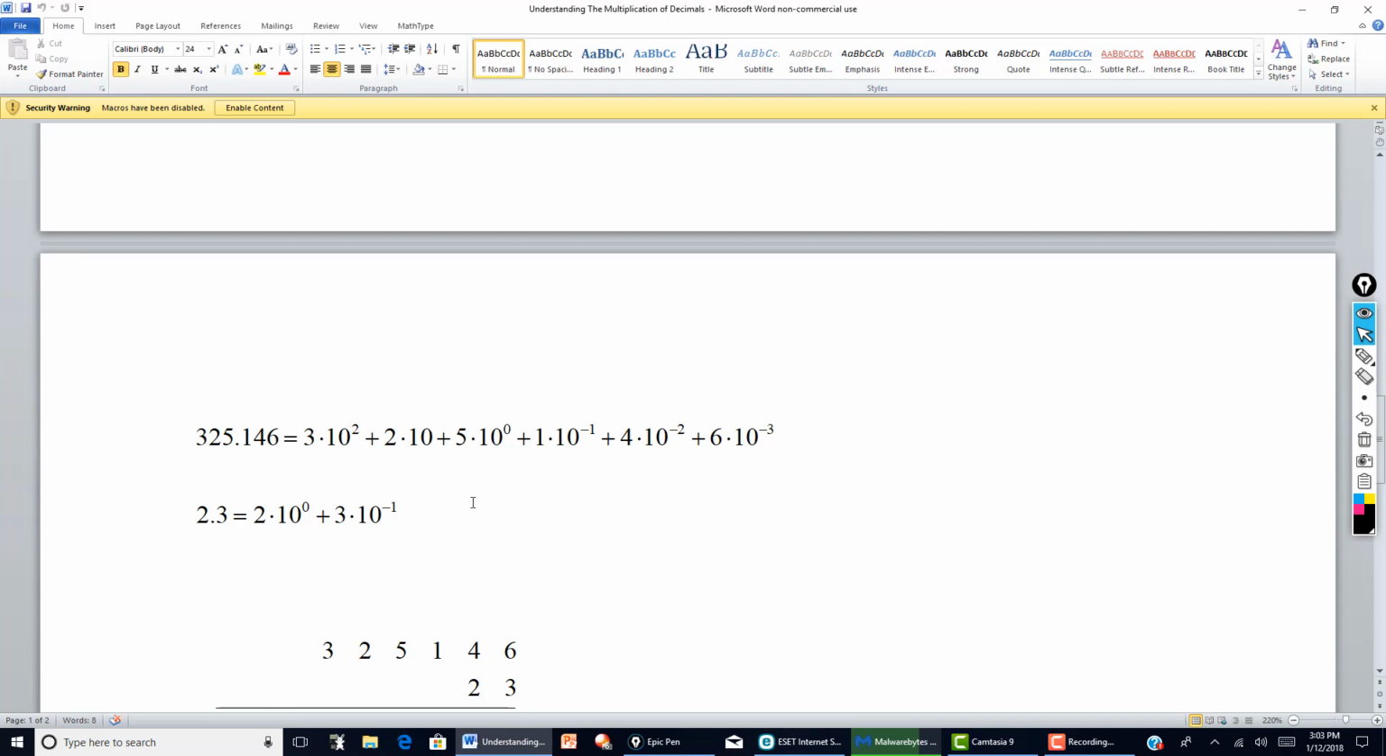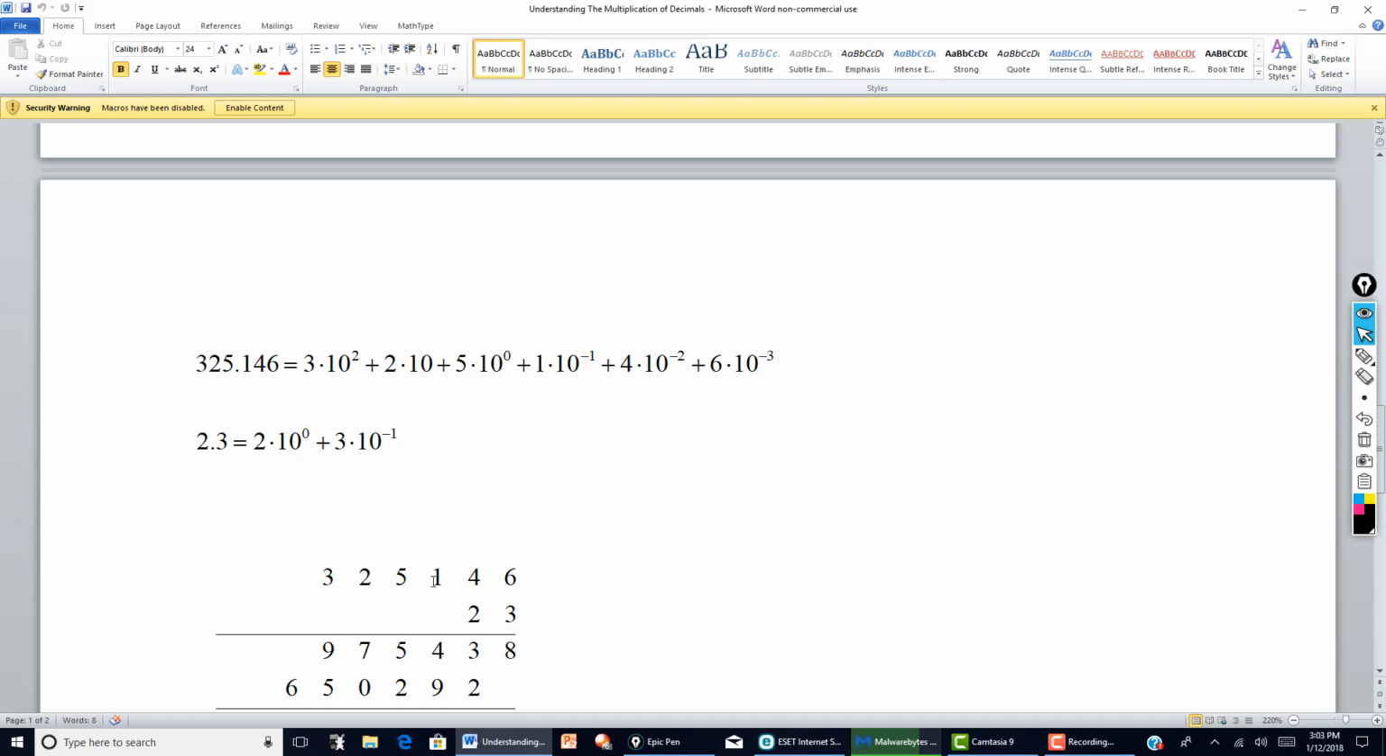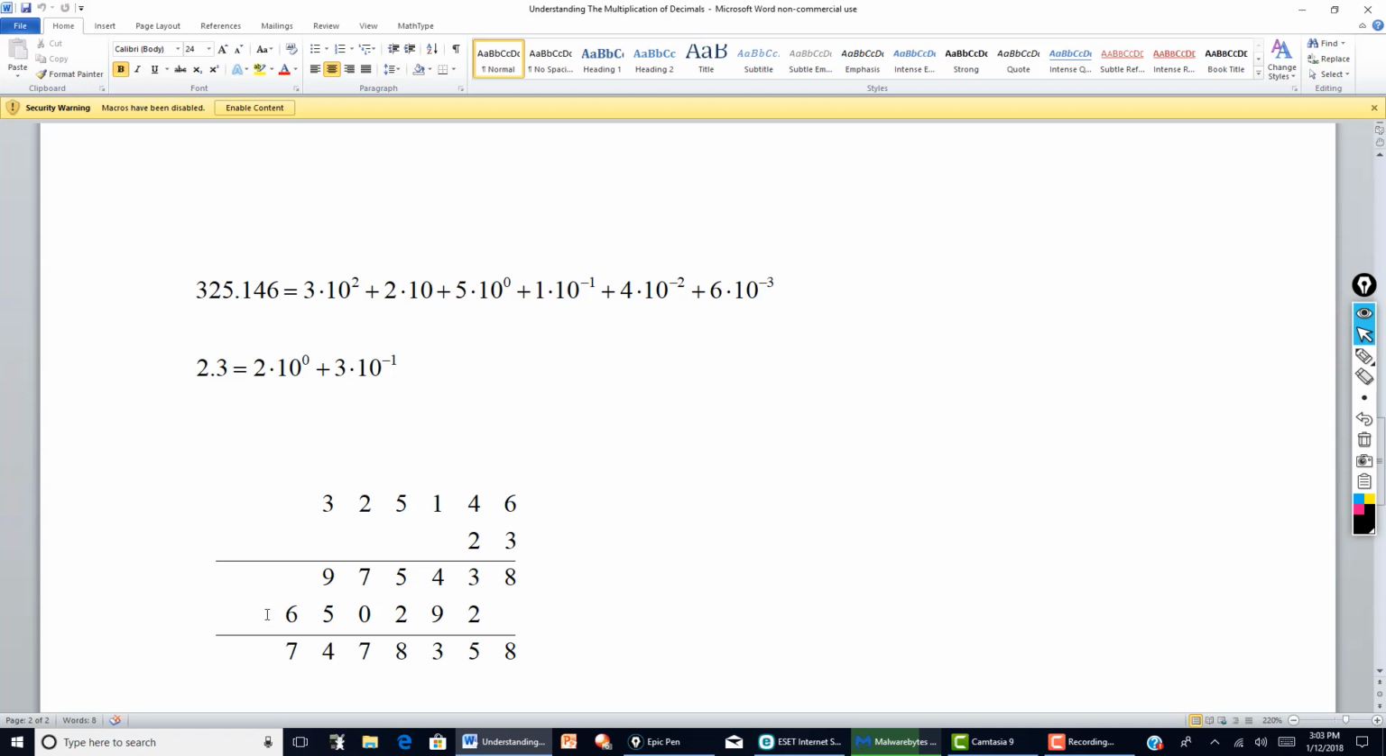So in the last video, I went over why we multiply the way we do. So in other words, if we have 325,146 multiplied by 23, we looked at why we arrange it the way that we do. We have to set it up so we have the same place value lined up here. In this video, I want to go into the decimals.